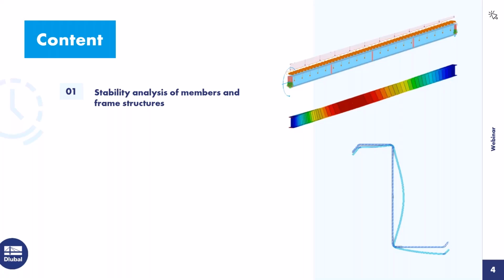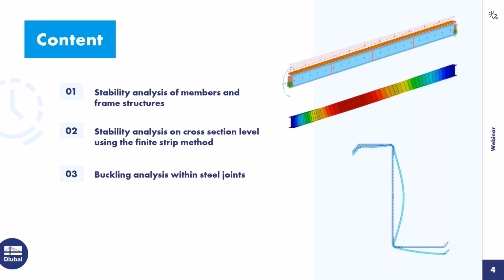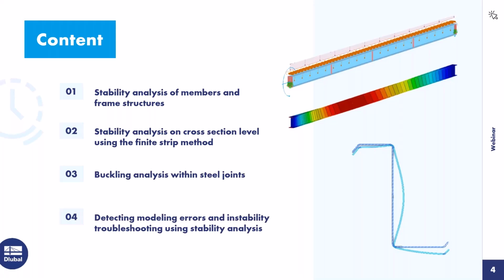And the table of content looks like this. So first I want to focus on the stability analysis of members and frame structures. In the second step, I want to go to the stability analysis on a cross-section level using the finite strip method. Then I want to show you how the buckling analysis is integrated in the steel joints add-on. And lastly, I want to show you how we can use the add-on Structure Stability for troubleshooting of instabilities.